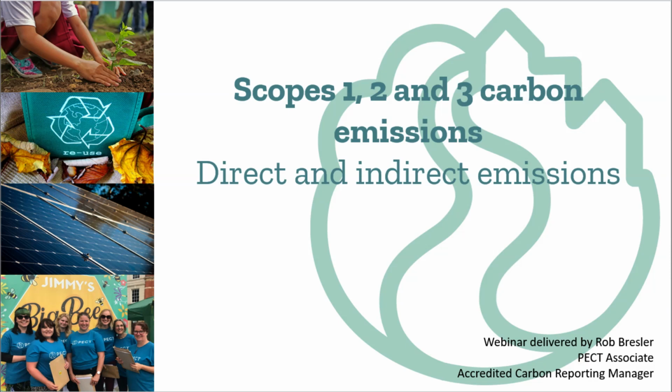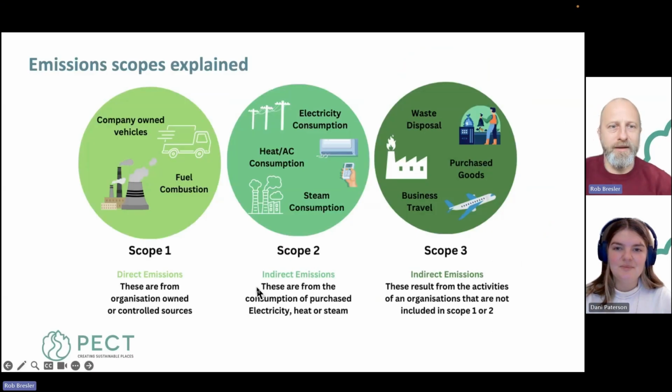Thank you, Danny. So yes, scopes 1, 2 and 3, what are they and what do they mean? All of these come under the umbrella of your carbon emissions, your greenhouse gas emissions. But when we talk about scopes, we're talking about things that are directly in your control, your direct emissions, that's scope 1, indirect emissions, which is scope 2, and then we have indirect emissions that aren't in your control, which is scope 3. This can sound a little bit confusing, but I'm hoping I can put some sense to it.